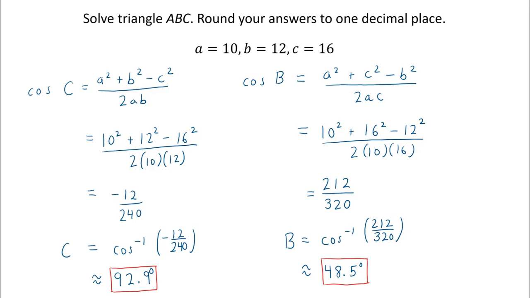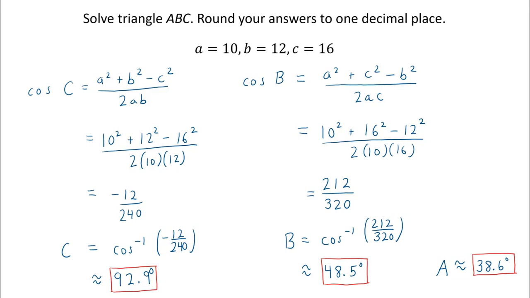And now all we have to do to find the measurement of angle A is subtract the measurement of angle B and angle C from 180 degrees, and that will give us the measurement of angle A. And when we do that, we find that the measurement of angle A is approximately 38.6 degrees.